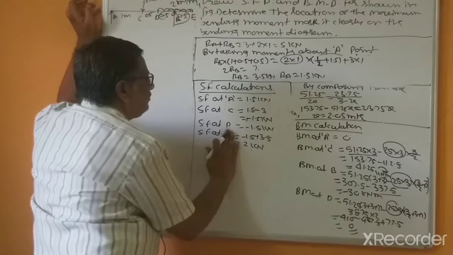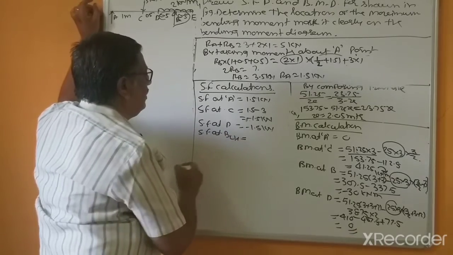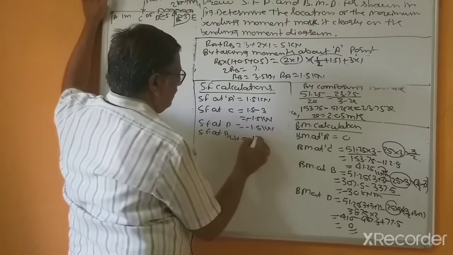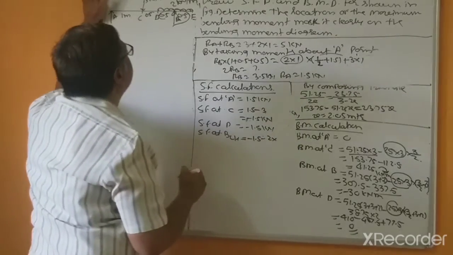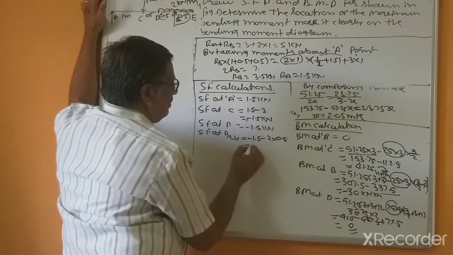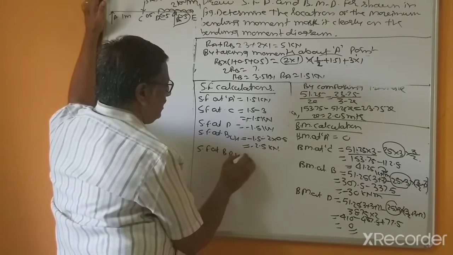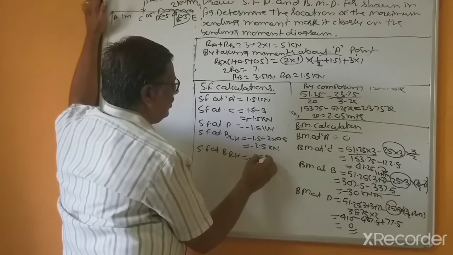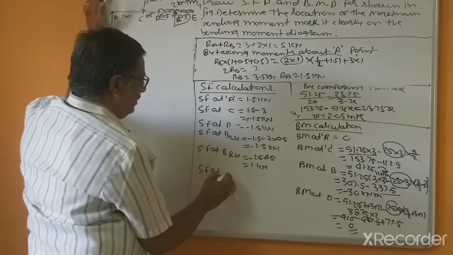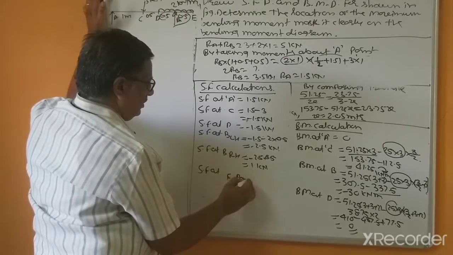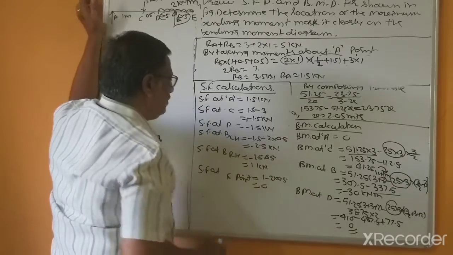So here we will calculate at B point, left hand side equal to minus 1.5 minus 2 into 0.5, minus 2.5 kilonewton, and shear force at B right hand side equal to minus 2.5 plus 3.5, 1 kilonewton, and shear force at E point equal to 1 kilonewton, and that is 2 minus 0.5, 0.